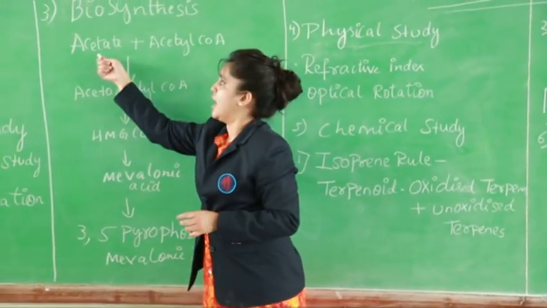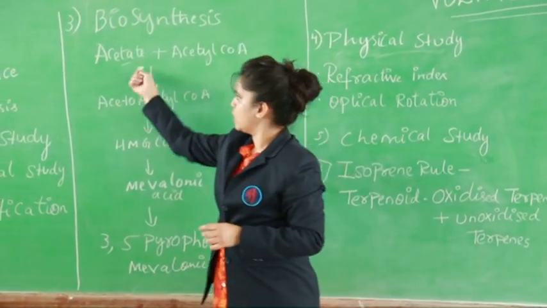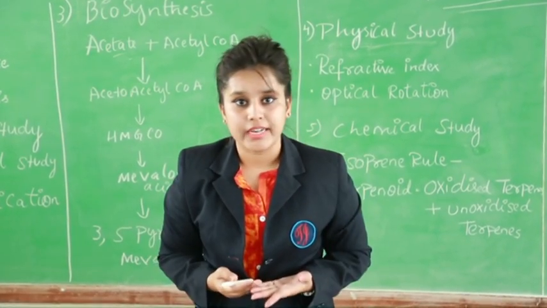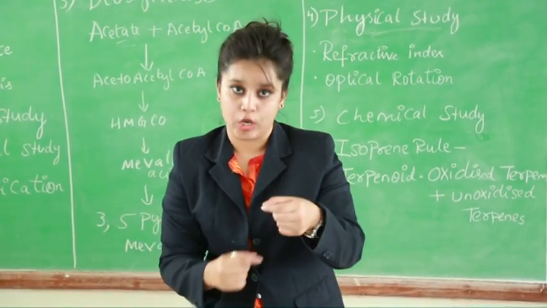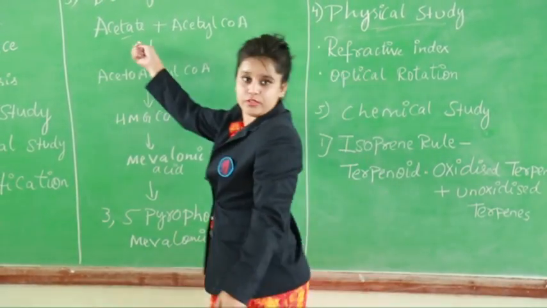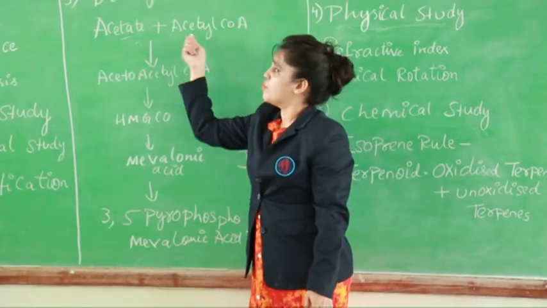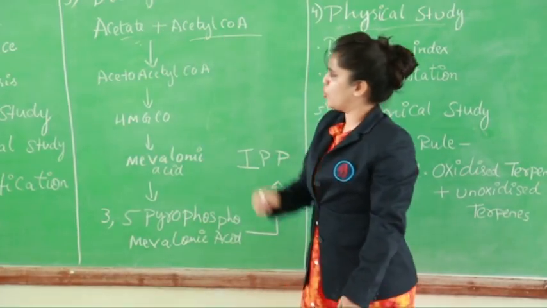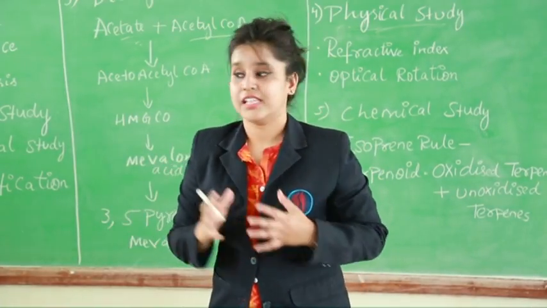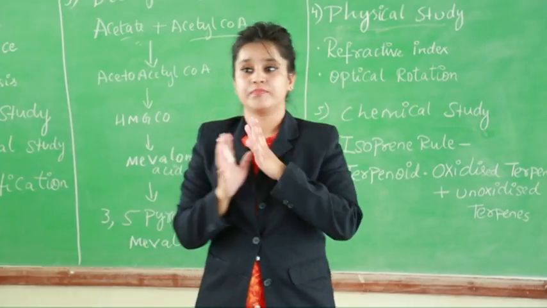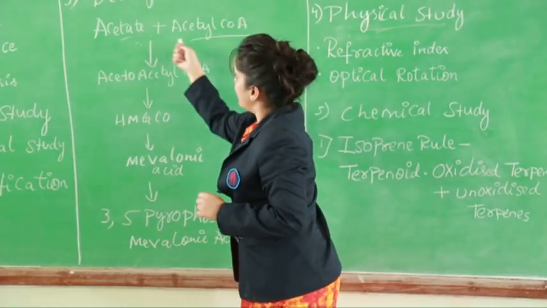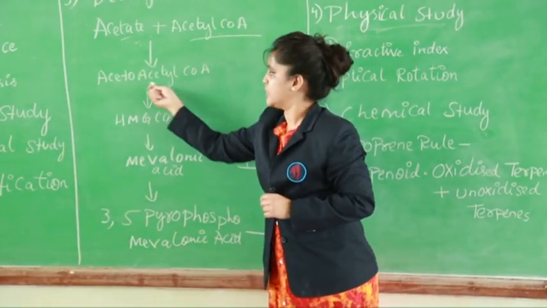We talk about biosynthesis. Biosynthesis starts from acetate. Where do we get it from? You know about sugar, right? Sugar undergoes glycolysis, it undergoes the citric acid cycle and then we get acetate. Acetate plus acetyl-CoA. Acetyl-CoA is a coenzyme. We have a lot of enzymes inside us, in plants, it's all a mystery. Acetate plus acetyl-CoA gives acetoacetyl-CoA.